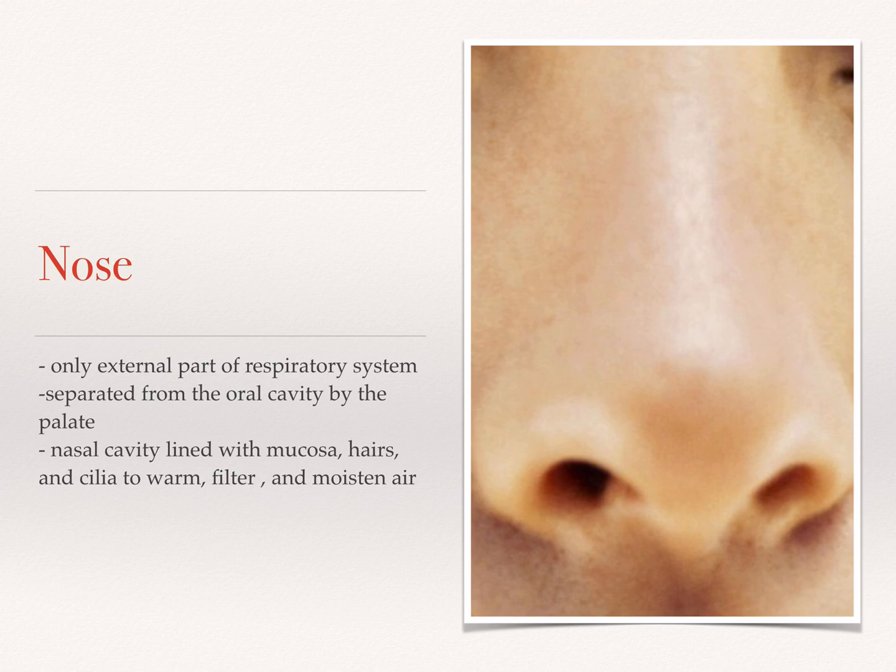The nasal cavity is lined with mucosa, which is a mucous membrane. That's what's going to create your snot or your boogers, whatever you want to call them. There are hairs there and cilia, and that is all there to warm, filter, and moisten air. It warms it because the blood vessels that are there can help warm the air. It filters it with the hairs and the mucosa, and also moistens it with the mucosa.